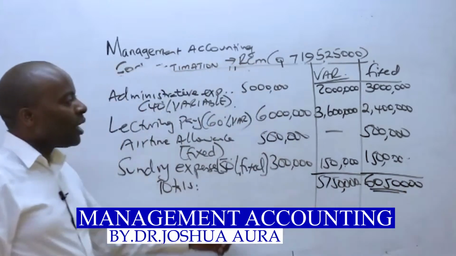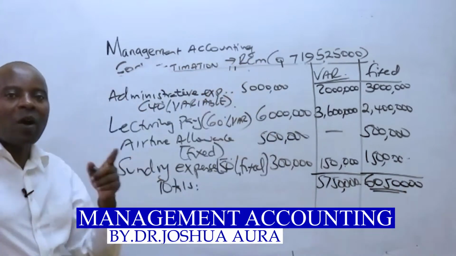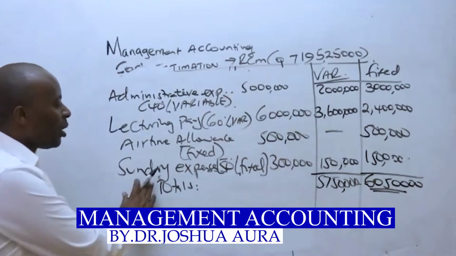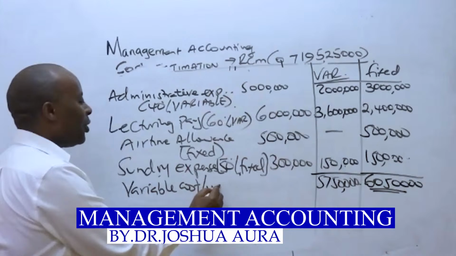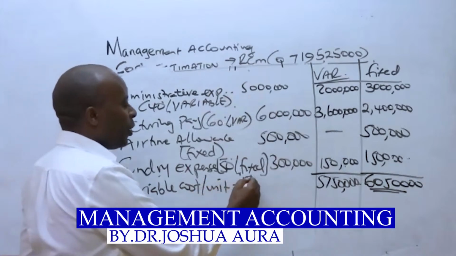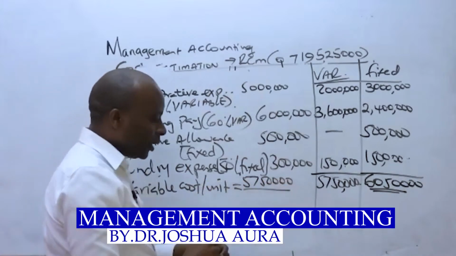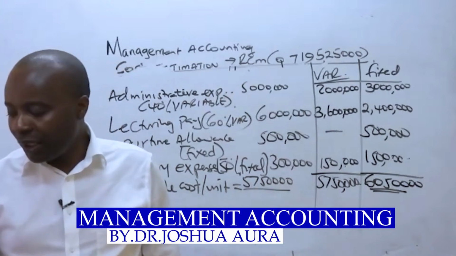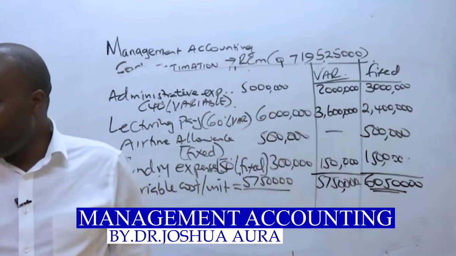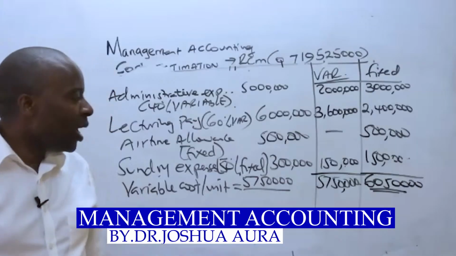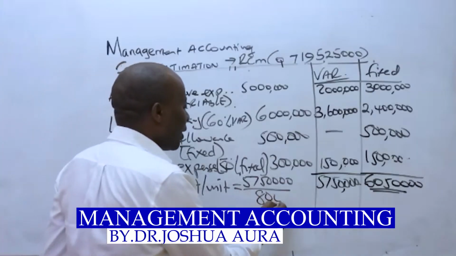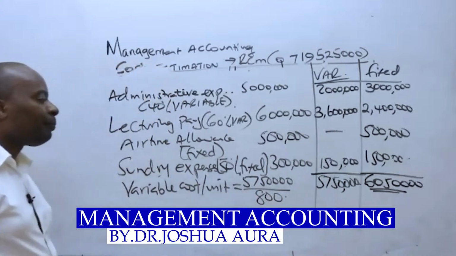Ladies and gentlemen, of course, having gotten the total variable cost, now I know the procedure. The next thing will be for us to ascertain the variable cost per unit. You divide the total variable cost by the number of units involved in the question. We were told that this total expense was for 800 lecturers. So divide this by 800.